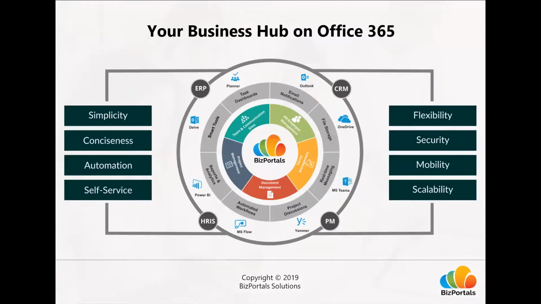Now let's quickly see what a business hub really means on Office 365. As you know, Office 365 comes with all apps that you see in the outer circle: Delve, Microsoft Planner, Outlook for emails, OneDrive for documents, Microsoft Teams for chat-based collaboration, Yammer, which is purely a group chat application, and Microsoft Flow.